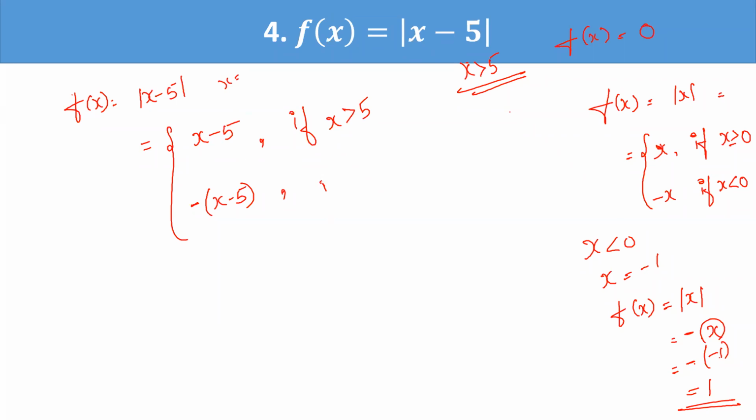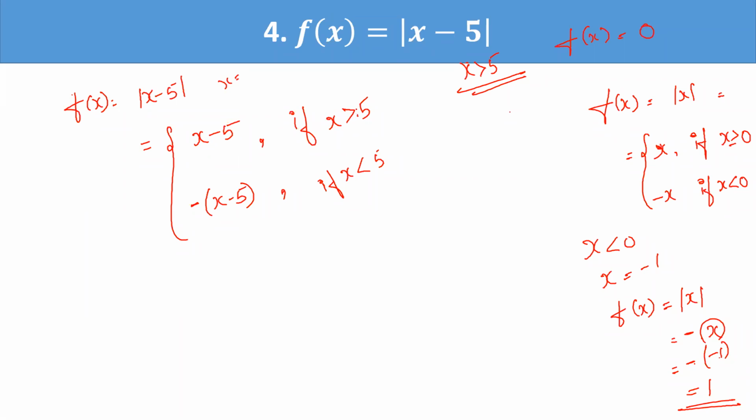Okay, and it is negative if x is less than 5. It is positive if x is greater than 5. It is negative if x is less than 5. When it is negative, we have to define the function in this way. When it is positive, we have to define the function in this way. Okay, did you understand? But there is a case called equal to 5.